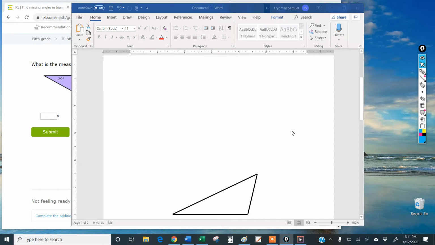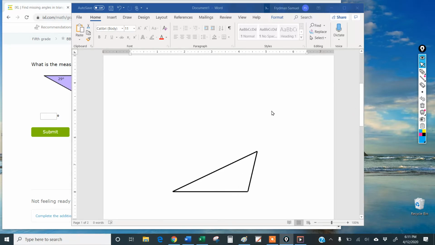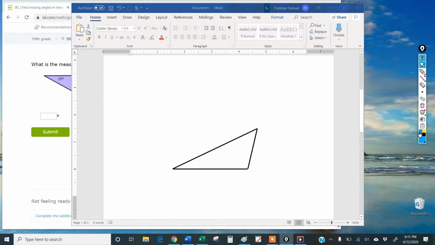So let me scroll down a little bit here. And oh my goodness, look at that. I have a triangle here, right? Let's call one of these angles A. Let's call another one of the angles B. And let's call the third angle C.